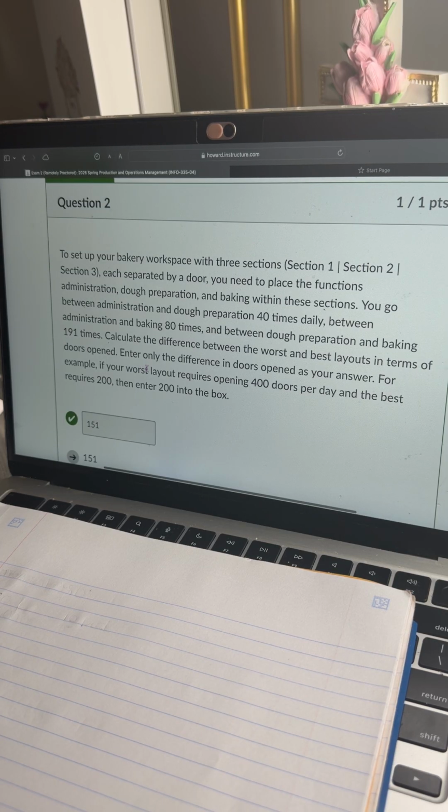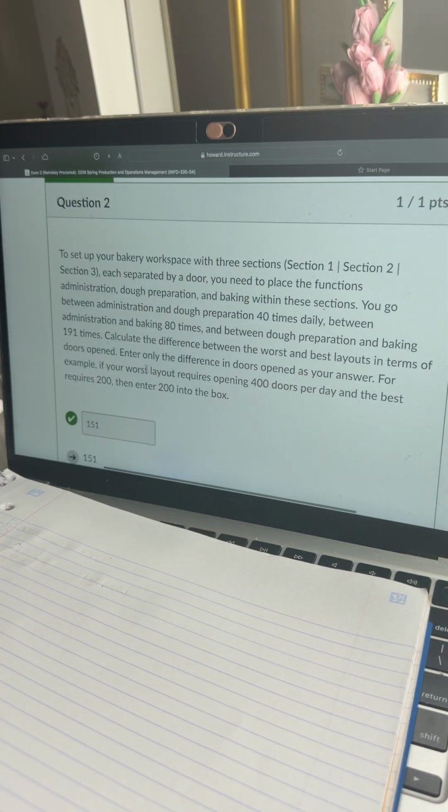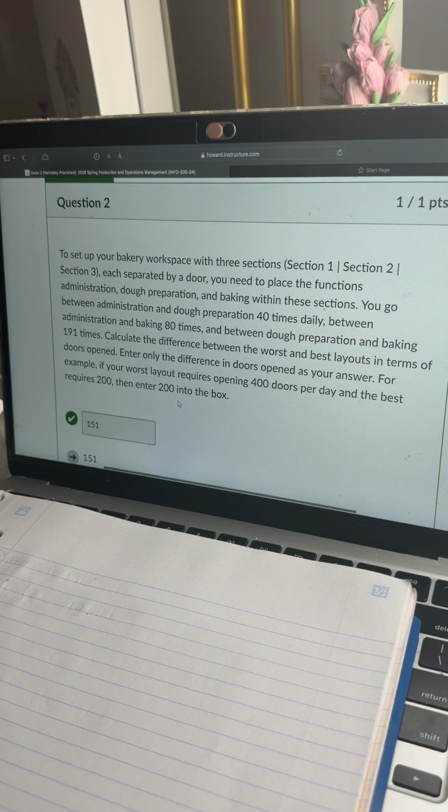So the question says to set up your bakery workspace with 3 sections, section 1, section 2, and section 3, each separated by a door, you need to place the functions administration, dough preparation, baking within these sections. You go between administration and dough preparation 40 times daily, between administration and baking 80 times, and between dough preparation and baking 191 times. Calculate the difference between the worst and best layouts in terms of doors opened. Enter only the difference in doors opened as your answer.